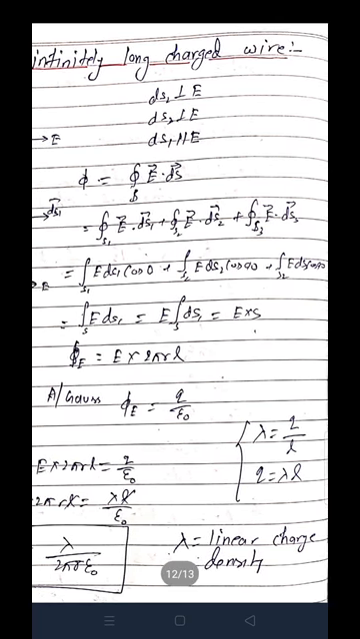Again we will integrate. What will we integrate? We will integrate ds1. The integration of ds1 is what? S1 only. S1 is the curved surface, and we know the curved surface area of a cylinder is 2 pi rl.